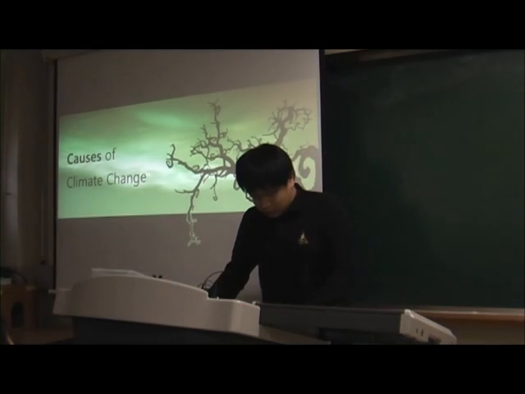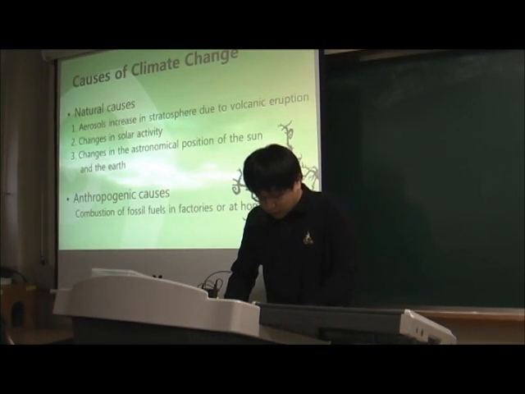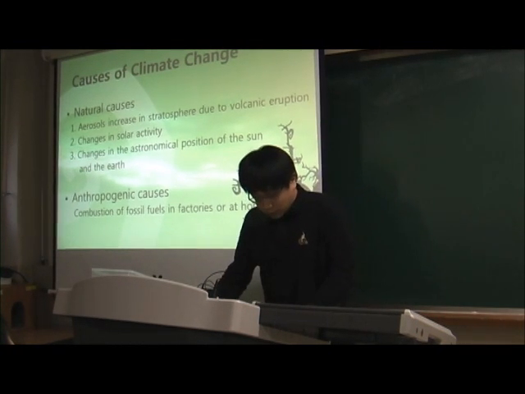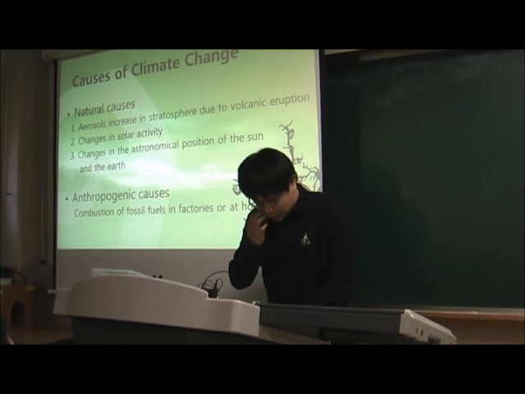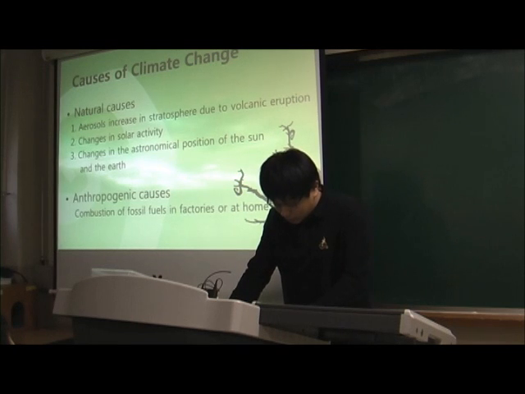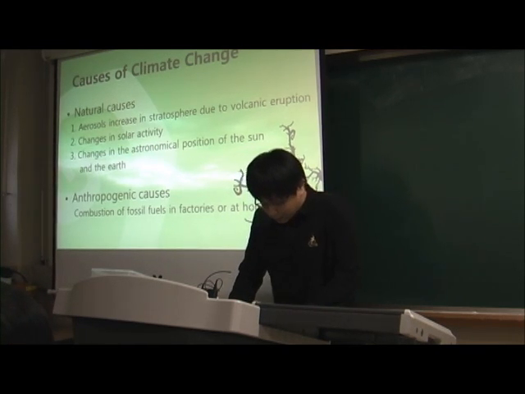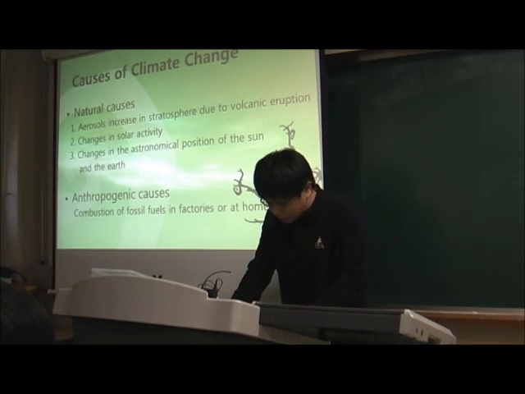And causes of climate change. We can classify into two causes, natural and anthropogenic. Natural cause climate change results not only from external change but the change in components of climate system and interaction among the components. The increase in aerosol in stratosphere caused from volcano explosion, change in the sun activity, and the relative astronomical position change of the sun and the earth.